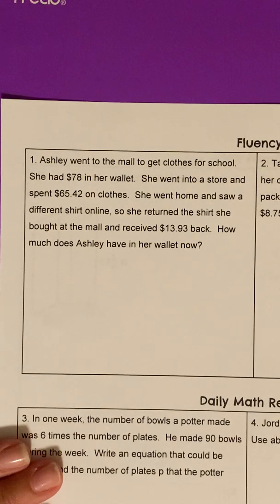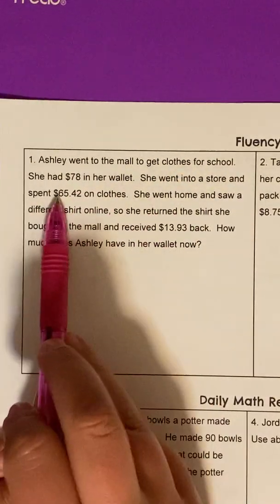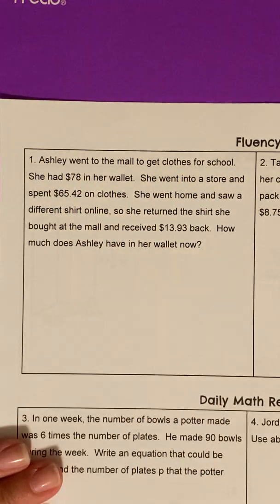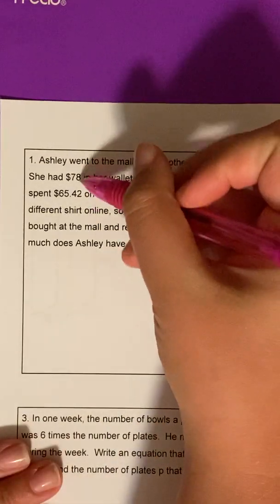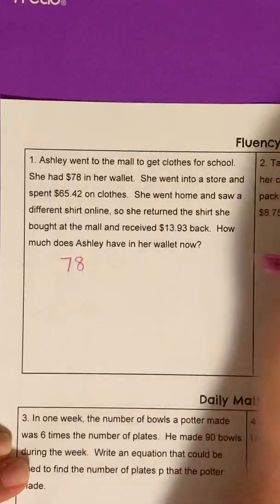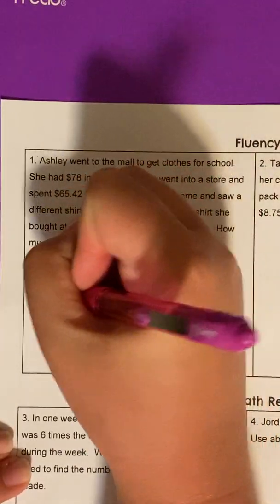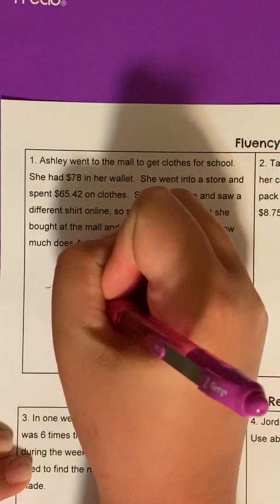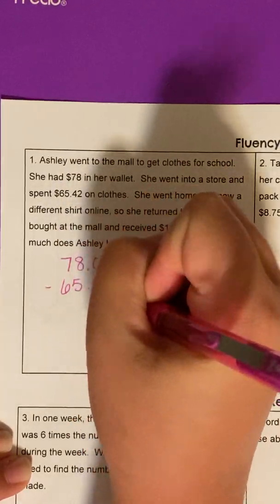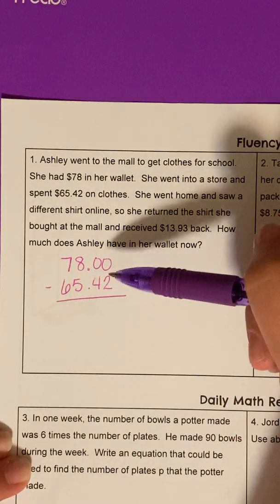Well, if she went to the mall, she had $78 in her wallet and she spent $65.42. Well, we can see how much she had after she left the mall. So let's start there. $78, we can write that as a decimal, and we're going to subtract the $65.42 that she spent that day. Now we need to subtract. Remember to line up your decimals.